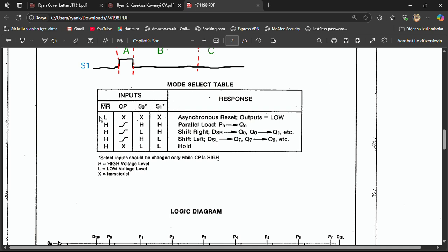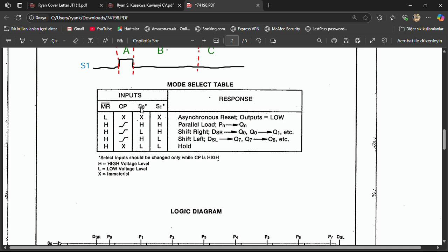Okay, so when the master reset is low, here we have don't care conditions, meaning that when it's low, we're simply going to have a reset, and these inputs are not going to matter. So that's basically what it means. Now when it's set to 1, when it's set to high, that's when we can start considering the other inputs. So let's start with the first mode, this one right here.